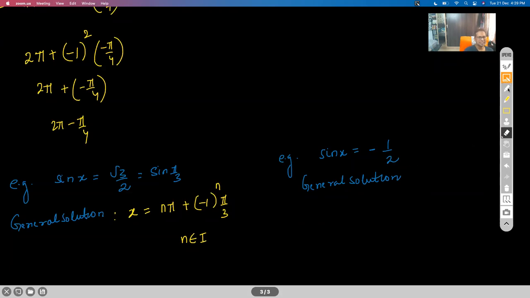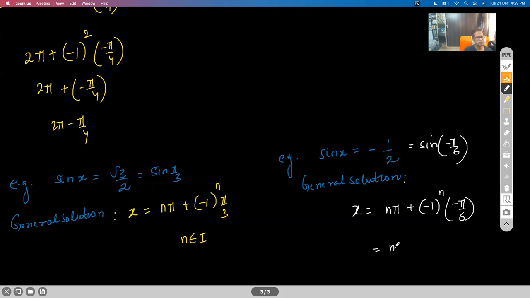Yes. So now think of an angle for which sine x becomes minus half. So one angle that comes to my mind is minus pi by 6. Okay. So I can write the general solution for this as x equal to n pi plus minus 1 to the power n, minus pi by 6. If you want, it is your call. You can write it as minus 1 to the power n plus 1, pi by 6 also. Nothing will go wrong. Okay. So this is your general solution for this equation. Okay, this becomes your answer.